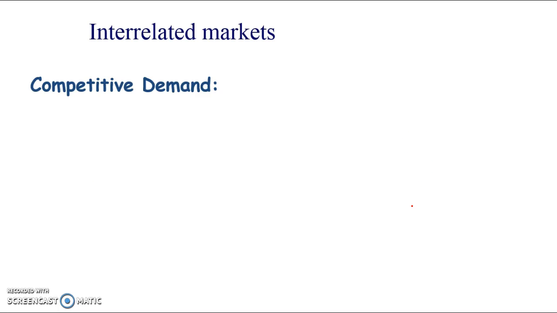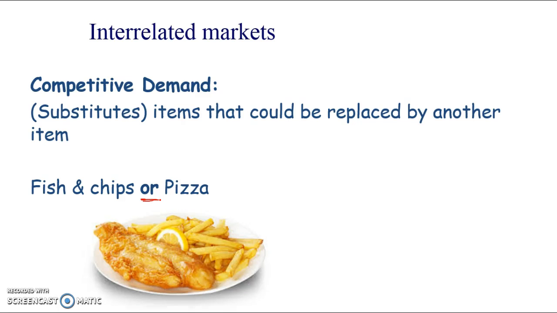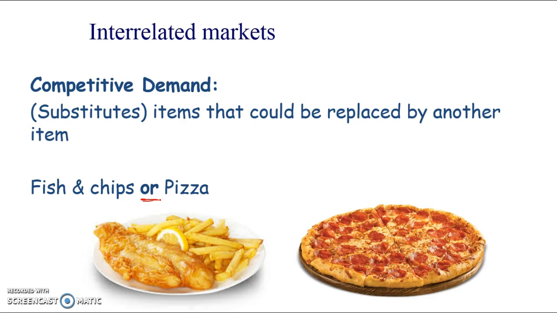Okay, so next one is competitive demand. And this is more commonly referred to as substitutes, and these are items that could be replaced by another item. It can do the same job. So here, I'm keeping on the food theme, but we usually have the word "or". So we could have fish and chips or pizza if you're thinking about a takeaway option. So there are fish and chips and there is pizza.